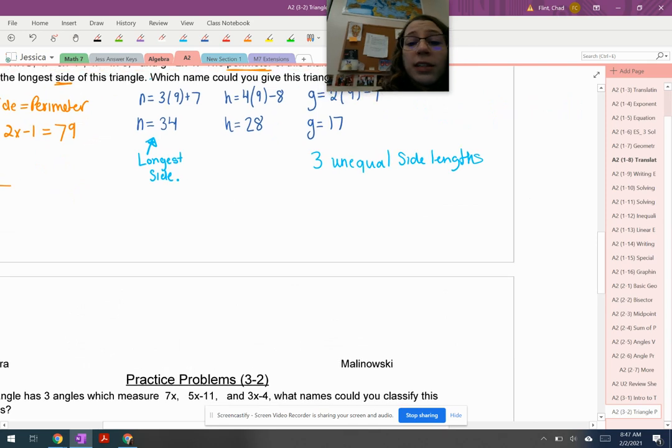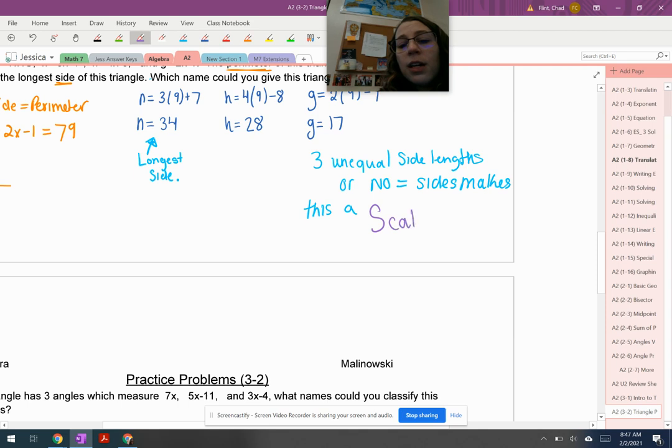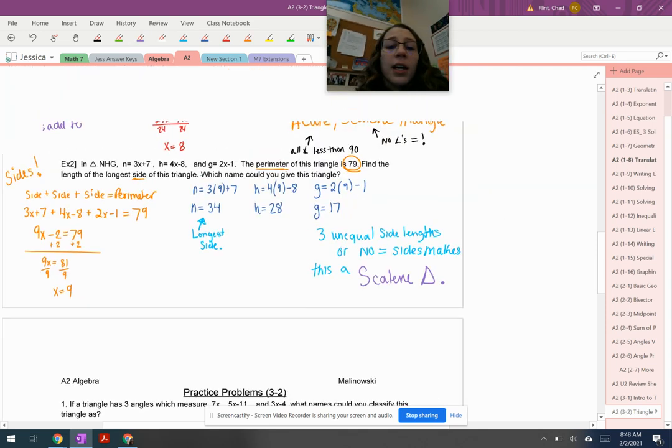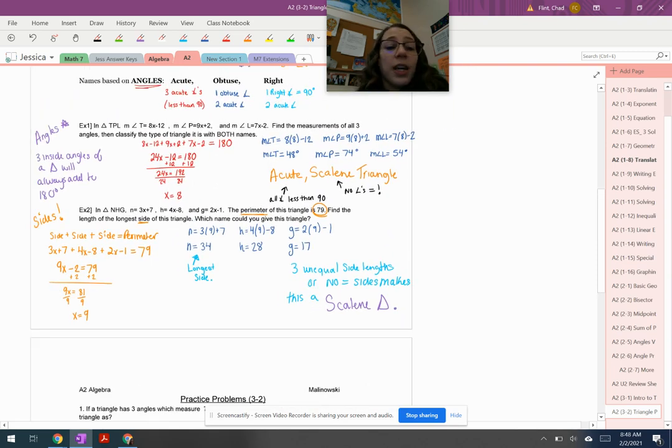So 3 unequal side lengths or no equal sides makes this a scalene triangle. And that's it, that's all. So you're just paying attention to if you're using angles versus sides and making sure you answer all of the questions.